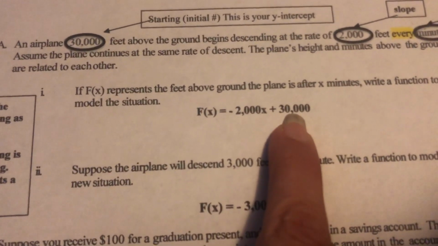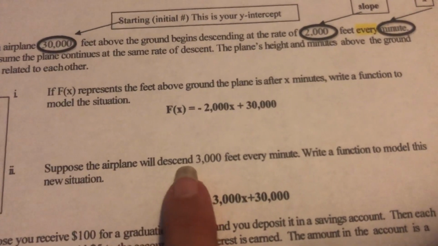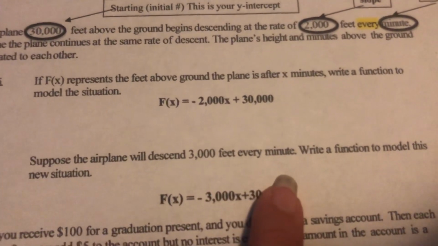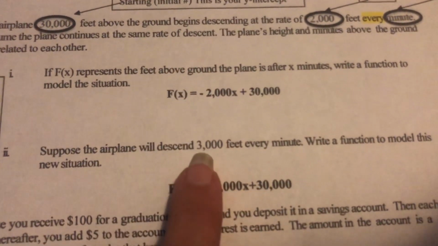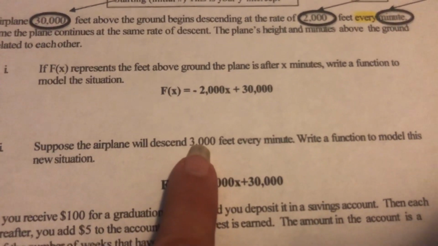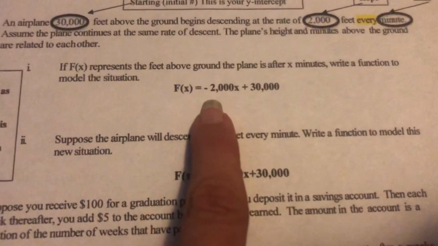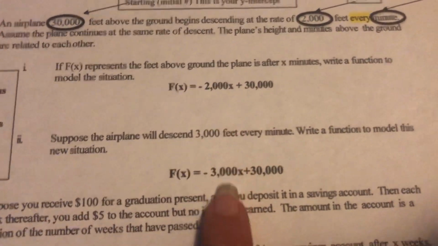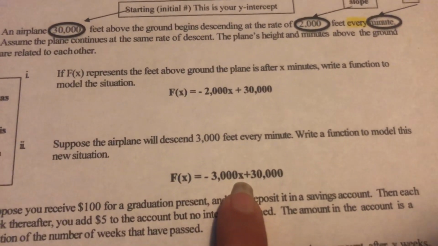which was my 30,000. On the second one right here, they're saying, suppose the airplane was descending at 3,000 feet every minute. So using the same information from above, the only thing that you're changing in this is the slope. The slope is the only thing that changed. So it still started at 30,000, but instead of dropping at 2,000, it's dropping at negative 3,000 feet per minute.